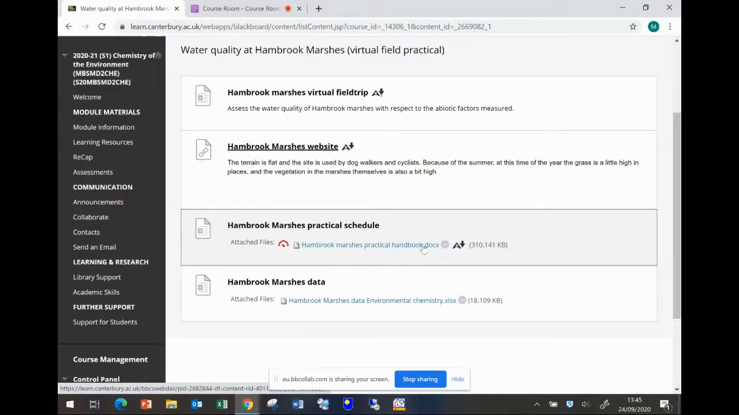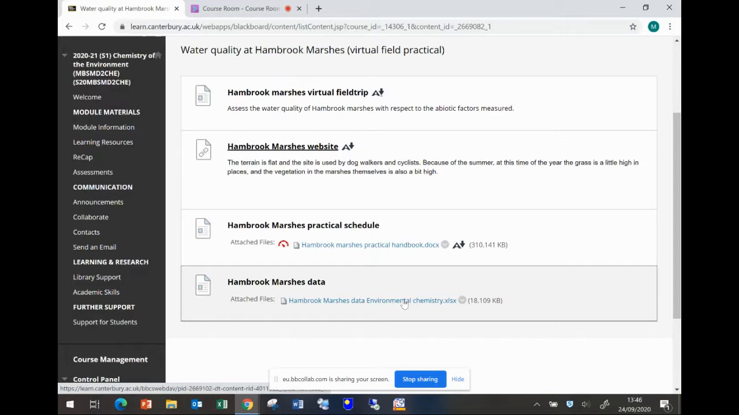Phosphates, nitrates, pH, dissolved oxygen, and conductivity, and also the temperature of the water in 4 sampling sites. And finally, I'm giving you all that data for those abiotic factors. And also in the Excel file, you will find links to Google Maps. So even if you cannot visit the area, you will be able to use the street view to see the area where those samples were taken.